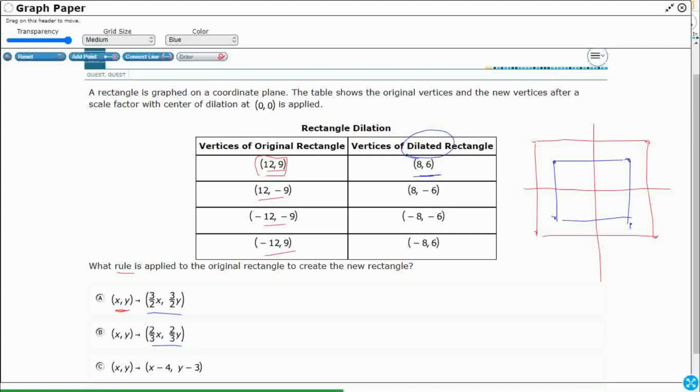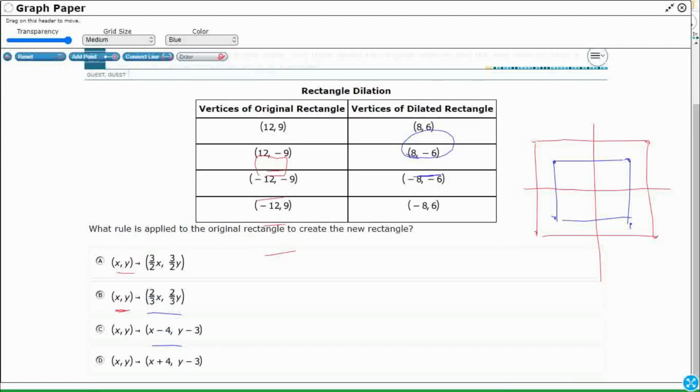So what happened? Well, the x's and the y's shrunk. There's a few different ways we can look at this. First, we can look at our answer selections and see which of these would make it shrink. If you multiplied by this 3/2 here, it's actually going to make it increase, since that's greater than 1. Multiplying by 2/3, that is smaller, so that could work.